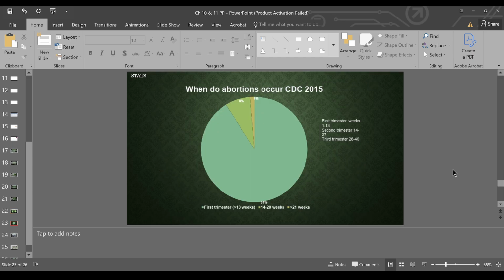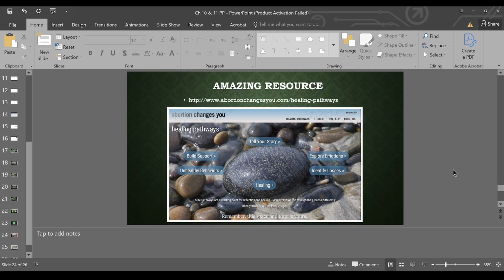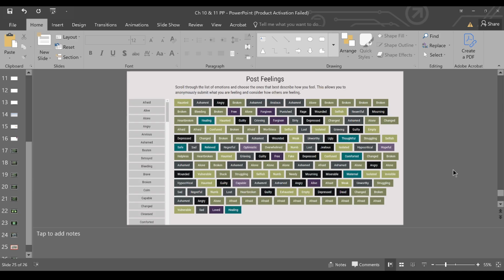And then we have this one too, another chart. When do abortions occur, CDC 2015? You can see right there it gets smaller from week to week. And then we have a link for this one. I'll also leave it in the description. It basically shows you exactly what you need to know from this. Remember, this time and space is yours. You see that? That's what that one takes you to.